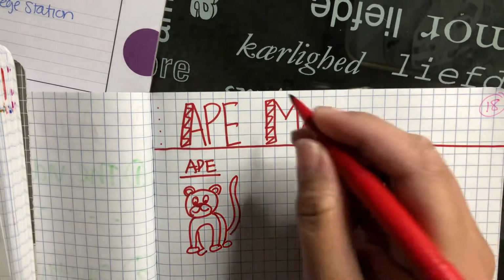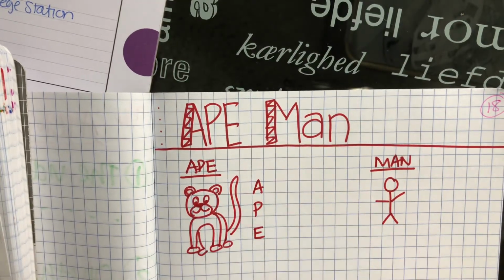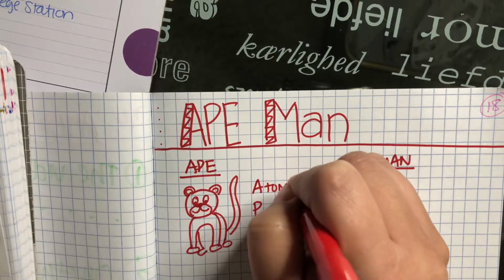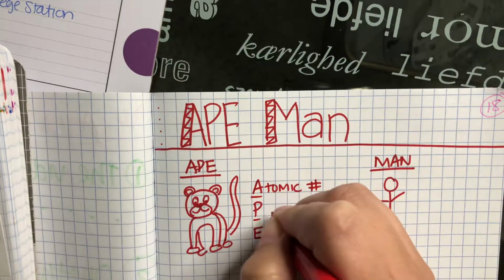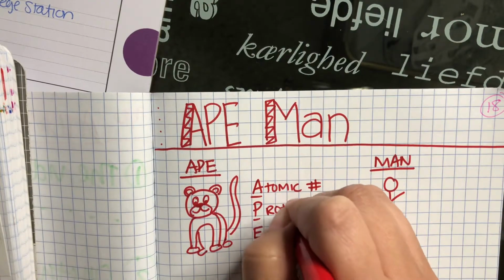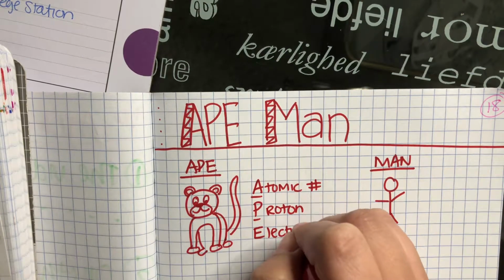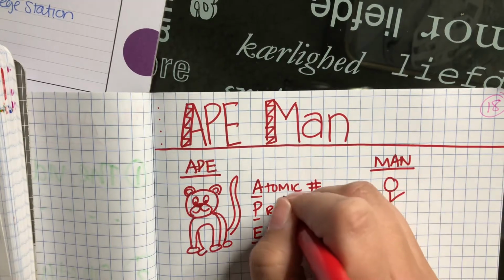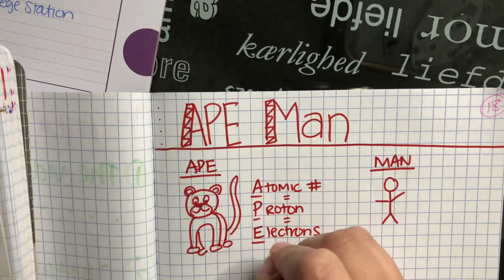Okay, so APE stands for atomic number, protons, and electrons. So I'm going to put an equal sign in front of all of these because they're all the same.